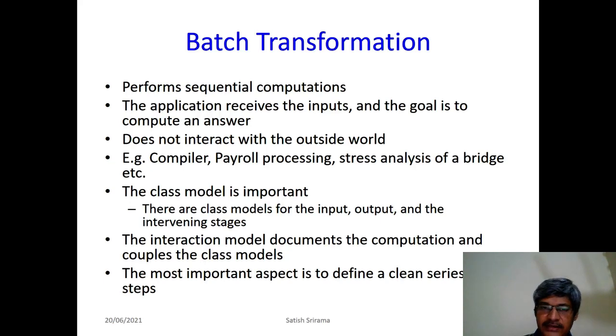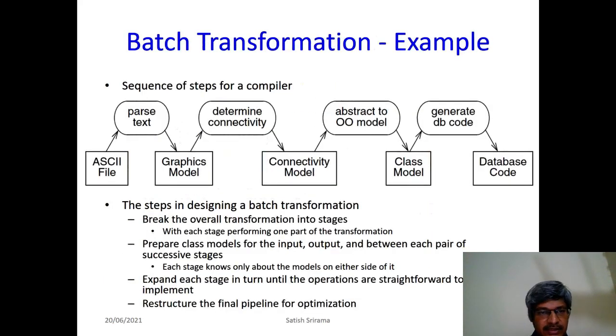Okay. Let's look at an example. Here is an example of a sequence of steps for a compiler. Okay, so this is a certain type of compiler where you will give some sort of text in an ASCII file. Eventually, the goal you are trying to reach is to generate database code. That means you will give certain text, okay, in a text file. Ultimately, it generates the database code so that you can interact with the database. That is the task of this particular compiler.